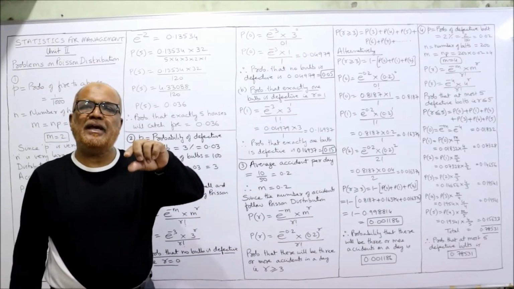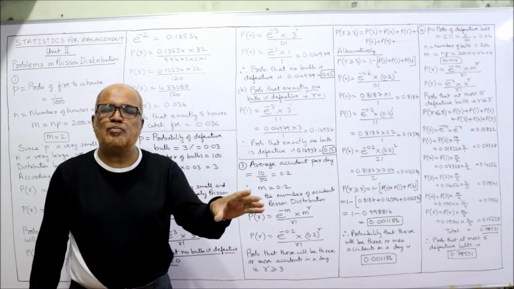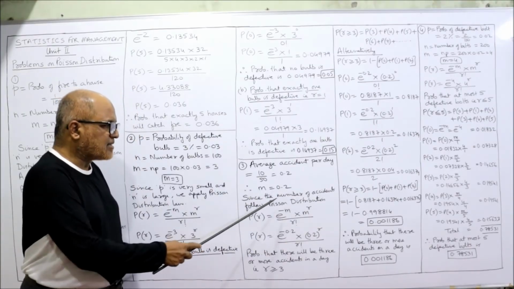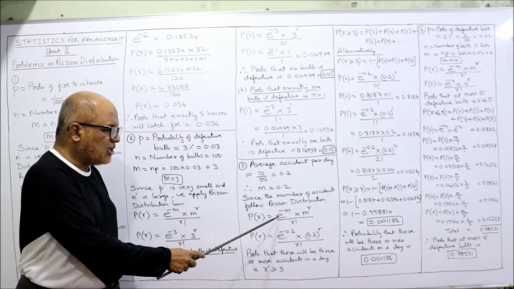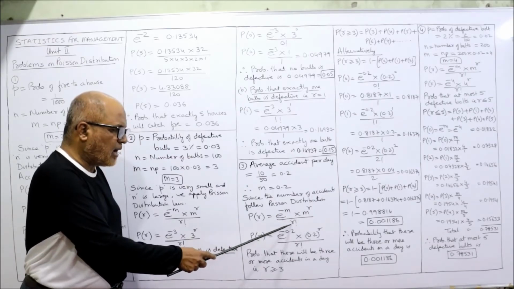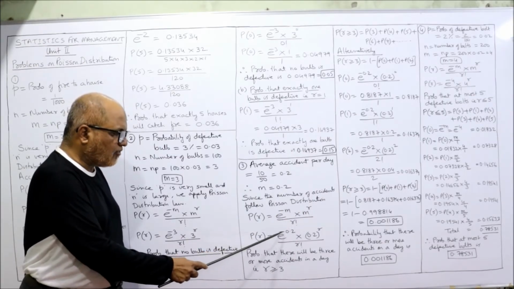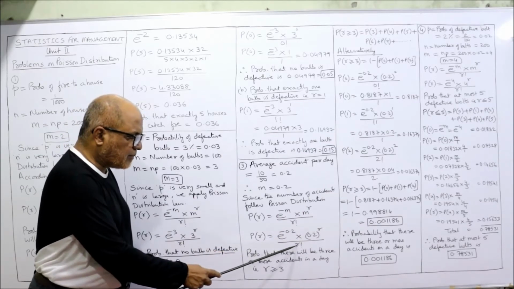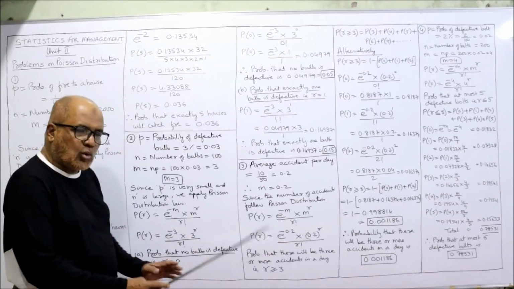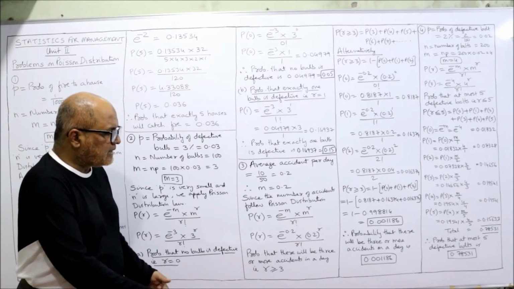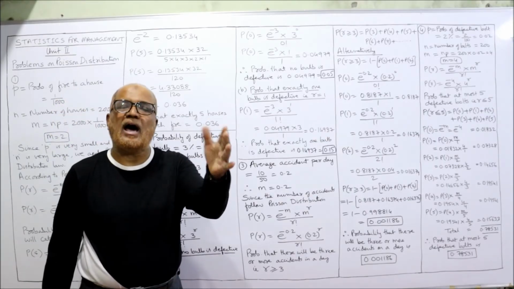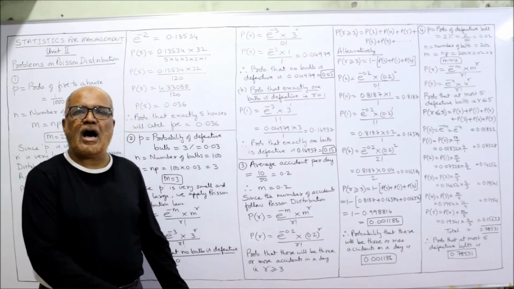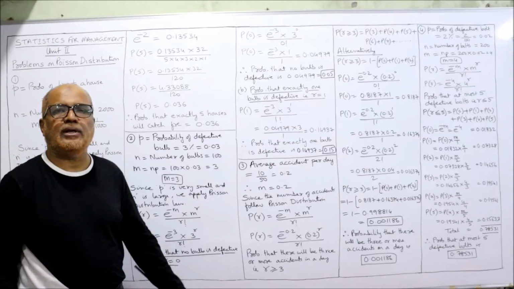In the previous problems, p and n were given. But in this problem, the average is given directly. Average is 0.2. Since the number of accidents follow Poisson distribution, P of r is e to the power of minus m into m to the power of r by r factorial. So P of r is e to the power of minus 0.2 into 0.2 to the power of r divided by r factorial. Now the question is, what is the probability that there will be 3 or more accidents on a particular day? 3 or more means r is greater than or equal to 3.